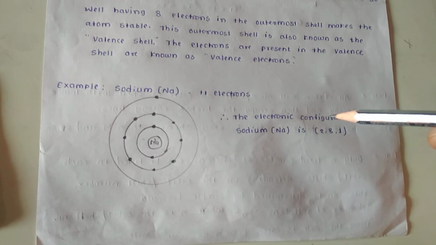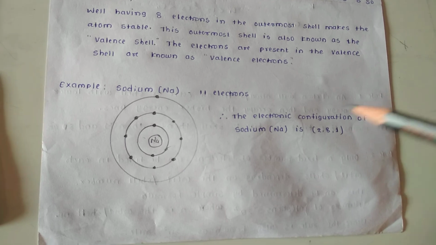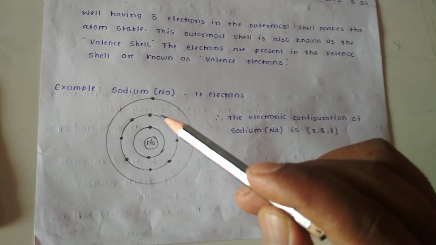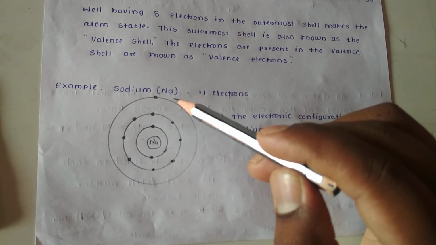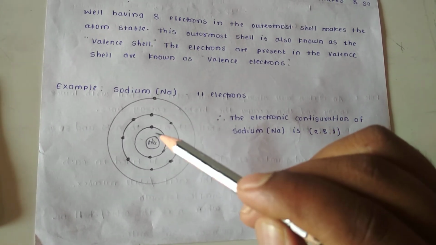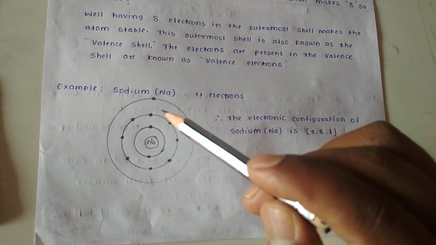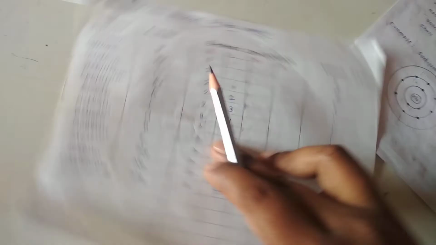Now we have the complete picture of the electronic configuration of sodium. The electronic configuration of sodium is 2, 8, 1. In the first shell 2 electrons, in the second shell, the L shell, 8 electrons, and in the last shell, the valence shell, 1 electron. Let's see the electronic configuration of a few other elements.